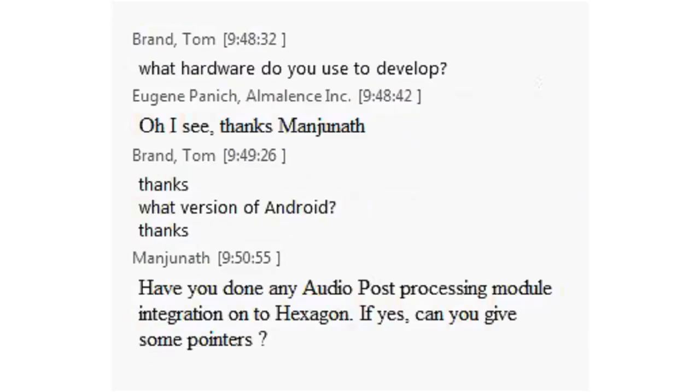Another question: have you done any audio post-processing module integration on Hexagon? If yes, you can give some pointers. For one of our customers, we have done it, and it was a proprietary algorithm which they had, and we were successfully able to port and integrate it on the platform. Probably you can drop me a mail, and I can give you more pointers with respect to that.